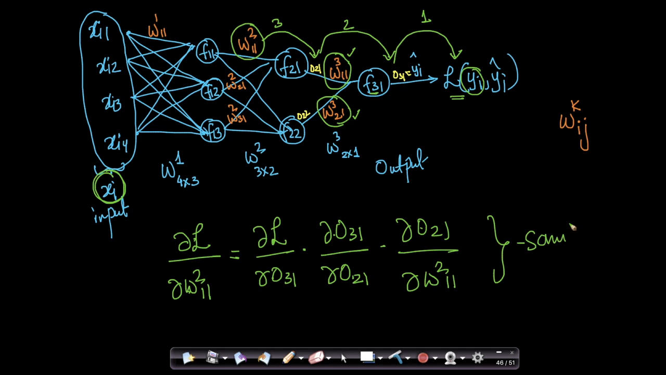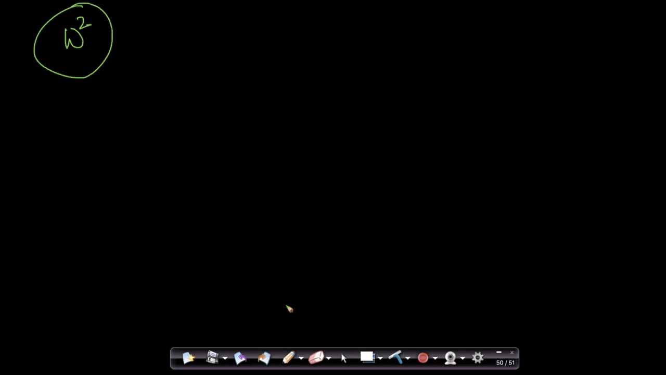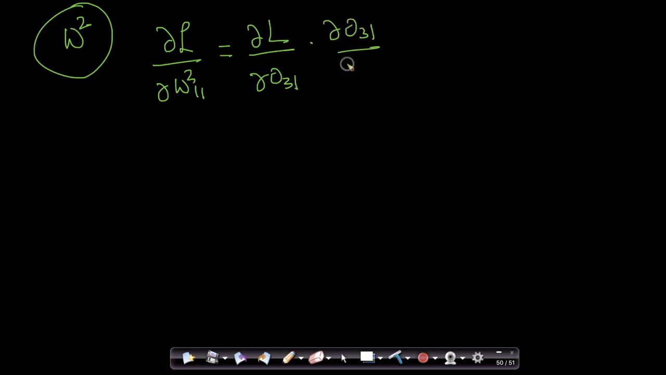This is like a sanity or correctness check that I often perform when I write any chain rule equations. Very, very simple, right? So let's go ahead and write this on a fresh page. The derivative of L with respect to W211 is the derivative of L with respect to O31, O31 with respect to O21, and O21 with respect to W211. Again, simple chain rule, nothing fancy.